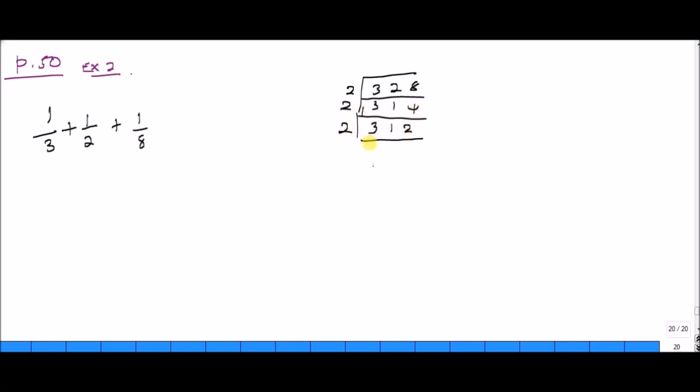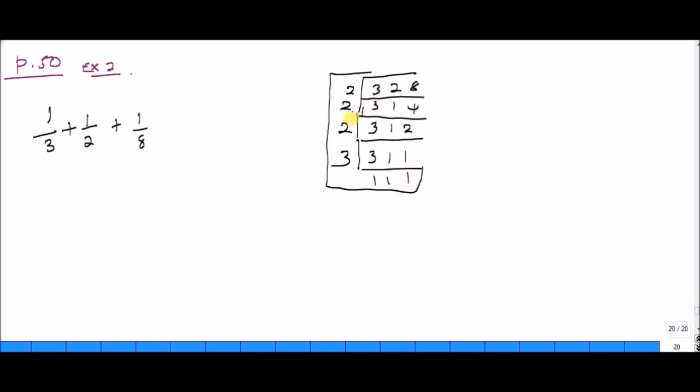Let's go with 2 again. And 2 into 3, write it back. 2 into 1, write it back. 2 into 2 will go 1 time. Now we move to 3. And 3 into 3, 1. And we write that 1, the others back.